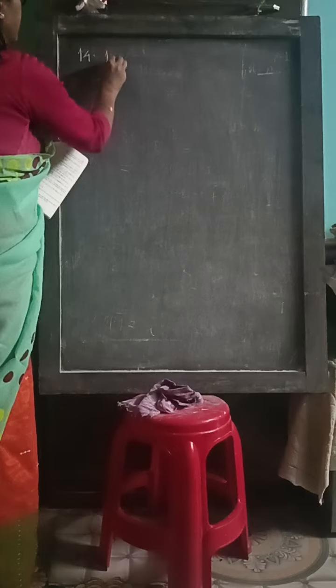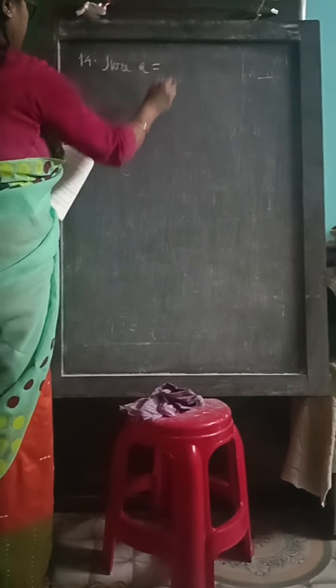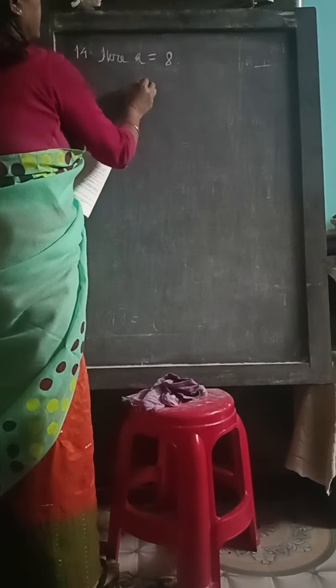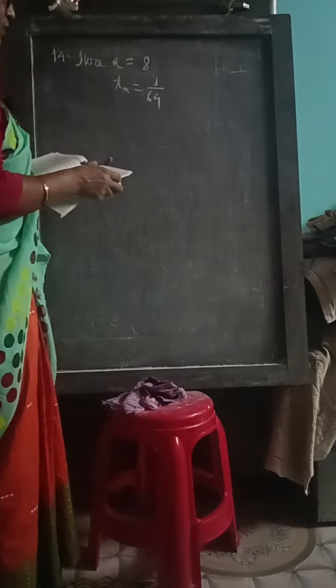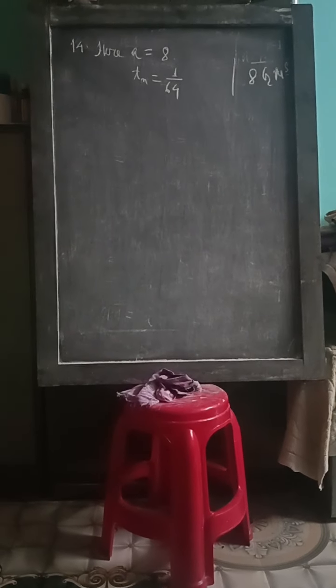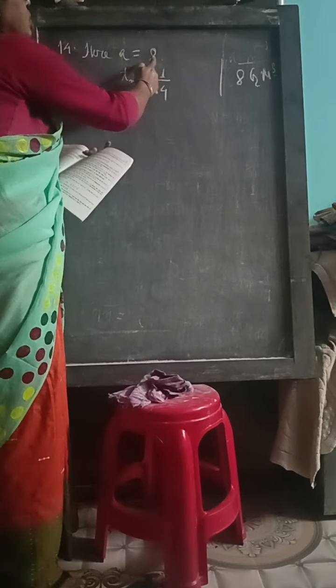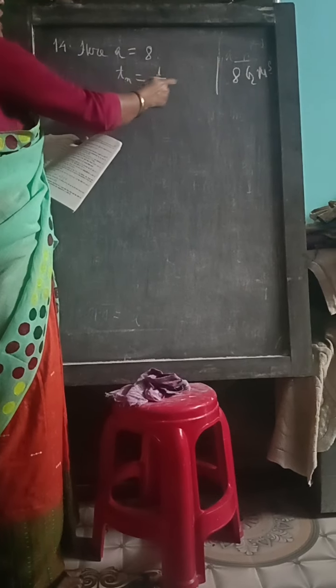See question number 14. Here A is equal to 8 and Pn, that means last term, is equal to 1 by 64. How many GMs between these two terms? 8 GMs. 8 GMs. So it is the 10th term. Okay? Since how many GMs between these two? 8. So this is 1 plus 8 equal to 9. So it is the 10th term. Okay? Understand? It is the 10th term.